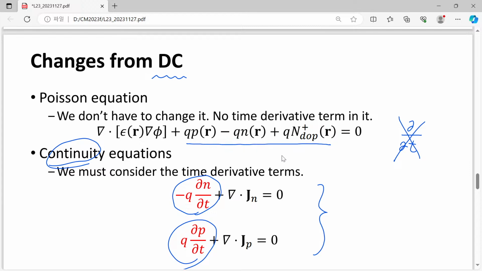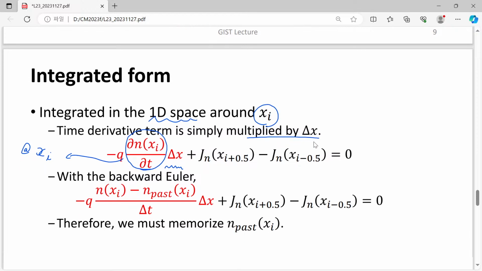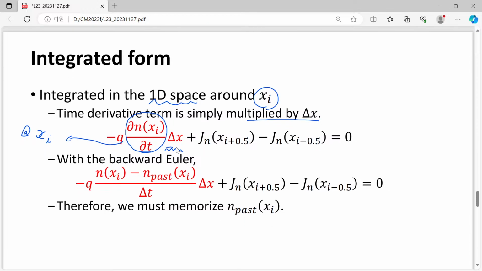Here we have net charge density related terms, and what happens when we integrate over a certain control volume? We just calculate Q times p at x sub i multiplied by delta x. All of these quantities are treated in the same way, so we also just multiply by delta x here. Then the remaining task is quite easy. Now we just introduce our backward Euler scheme into it.